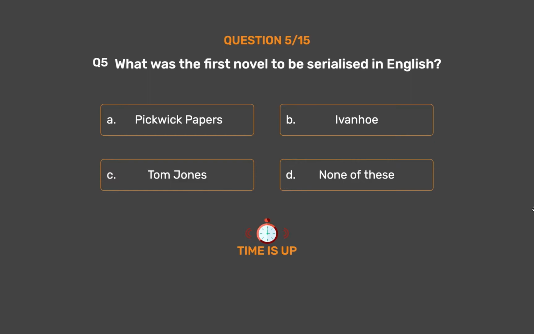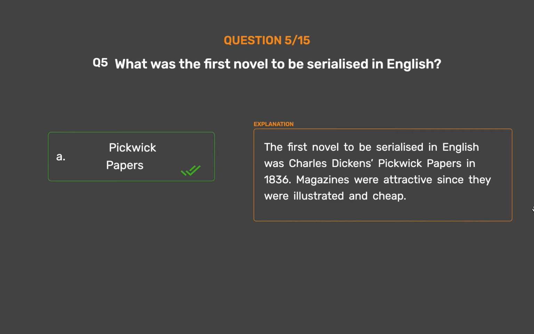The correct answer is Option A. Pickwick Papers. The first novel to be serialized in English was Charles Dickens' Pickwick Papers in 1836. Magazines were attractive since they were illustrated and cheap.